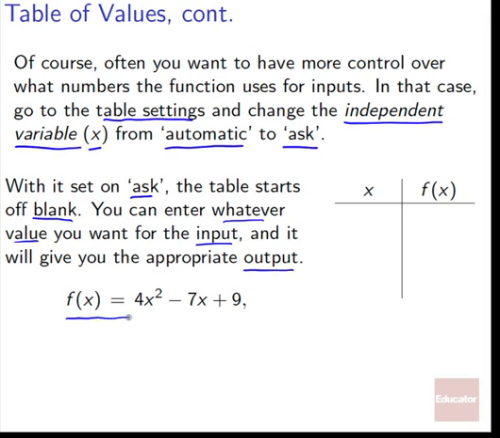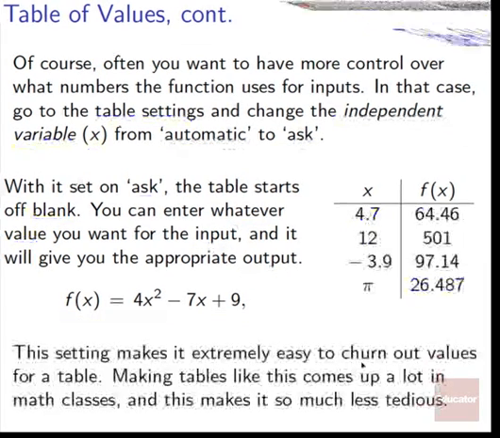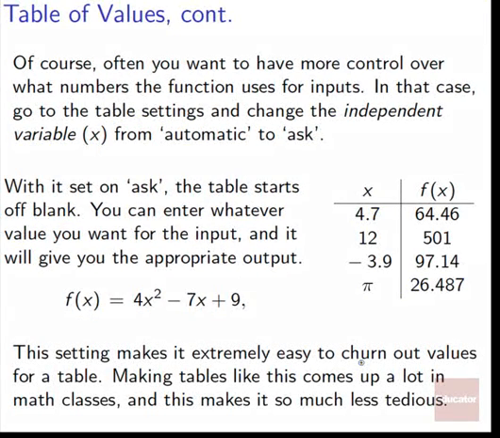For example, if we have f of x equals 4x squared minus 7x plus 9, we might be curious, for some reason, for the problem we're working on, what f of 4.7 is. So we type into our calculator 4.7 for the input, we hit enter, and boom, it says 64.46. We could enter whatever we wind up wanting to know, right? We might be interested in 12, negative 3.9, pi. We can just plug in the various numbers, we hit enter, and it just immediately cranks out what comes out of the function. This setting makes it extremely easy to just churn out massive numbers of values for a table.